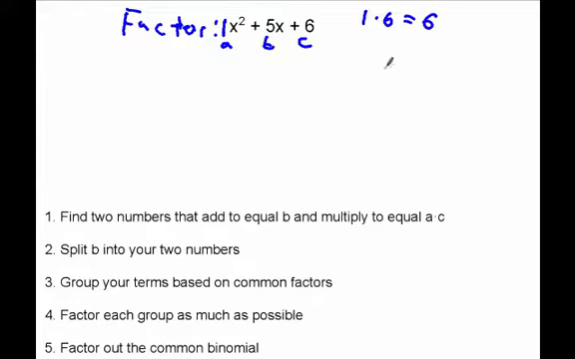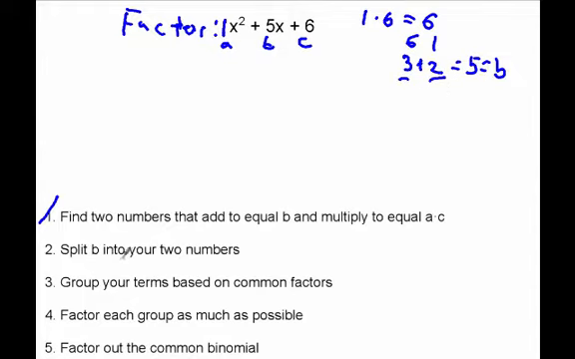So the way we do that, we just find our factors of 6. 6 is 6 times 1. Well, 6 plus 1 is 7. That doesn't equal 5, so that doesn't work. 6 is also 3 times 2. Well, if I add them, 3 plus 2 equals 5, which is what we want. It equals our b. So that's good. Step 1 is finished. We found that the two numbers we're going to work with are 3 and 2.